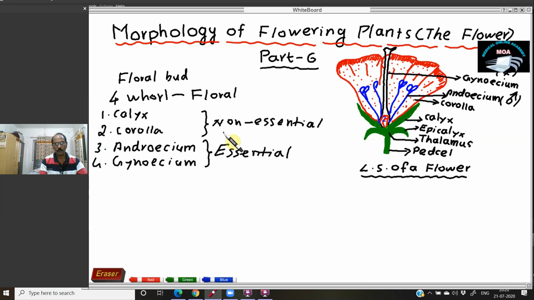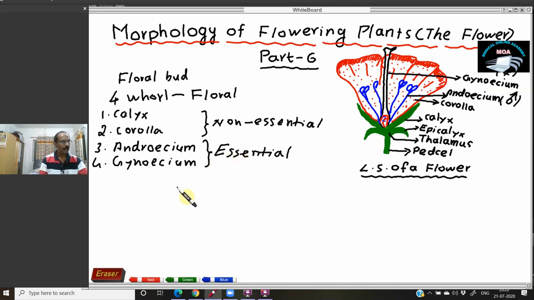Why is it called non-essential? If they are absent, the flower can still reproduce very easily and smoothly, but if the androecium and gynoecium are absent, it cannot do the reproductive function. So these two are known as the essential whorls, and these two are known as the non-essential whorls. Like that, they can be differentiated.